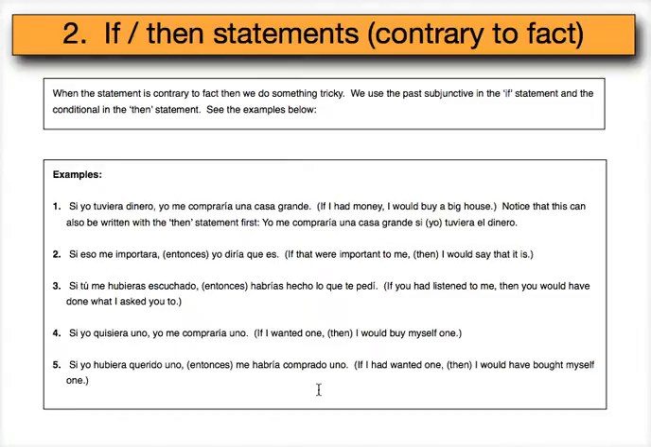Alright, so now we're talking about statements that are contrary to fact with regard to if and then. So here it says, when the statement is contrary to fact, then we do something tricky. We use the past subjunctive in the if statement and the conditional in the then statement. Now let's pause and think about this real quick.